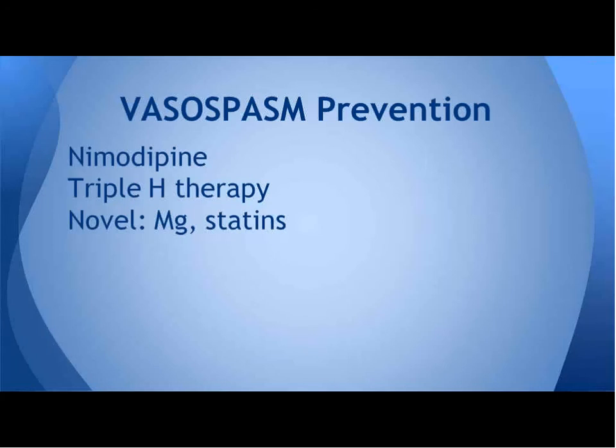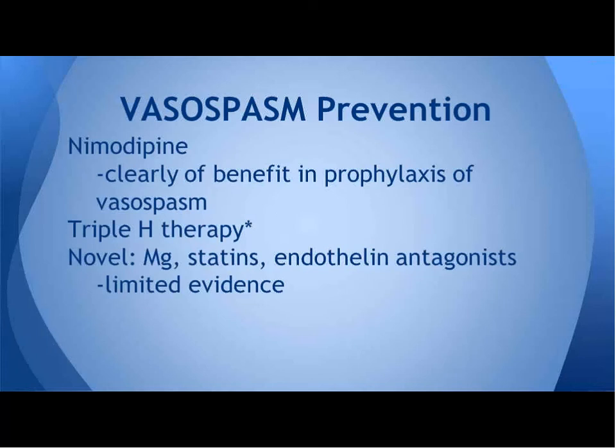Some hospitals where I've worked, we've tended to delay until after the aneurysm has been secured, just because you can get these broad swings in blood pressure. But in most hospitals, nimodipine is started almost immediately on admission once a spontaneous subarachnoid hemorrhage has been identified. And then we initiate our dreaded Triple H therapy for prevention. And then there are other novel therapies that we've tried, but they really don't seem to give us much bang for our buck and are definitely no better than nimodipine or Triple H therapy. So nimodipine is clearly a benefit in the prophylaxis of vasospasm, so we give it.